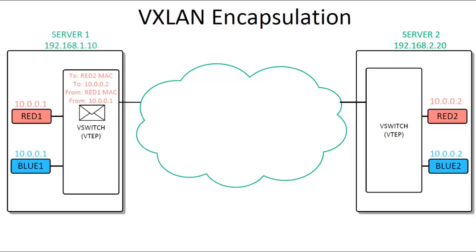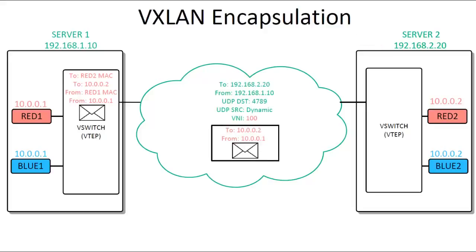Packet walkthrough. Red 1 wants to send a packet to Red 2 at 10.0.0.2. For the purposes of this discussion, assume the learning discussed before and the ARP process has already completed. So Red 1 sends a packet with a destination IP and MAC of Red 2 and a source IP and MAC of Red 1. This packet is received by the VTEP in server 1. The VTEP reads this packet and sees it came from the Red tenant with the destination of Red 2's MAC address. So it does a table lookup and finds that the MAC of Red 2 is reached through 192.168.2.20. To ship this packet over to Red 2, the VTEP encapsulates the packet with new headers.